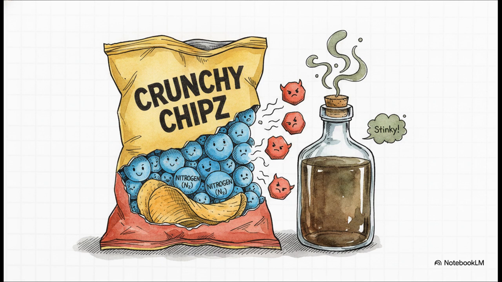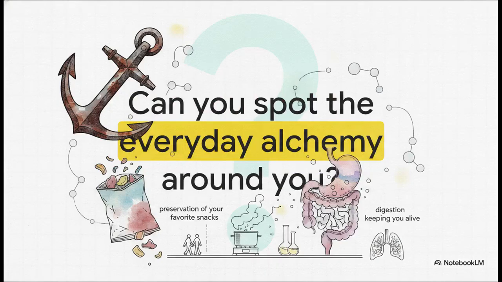We use refrigerators to slow the reaction down with cold temperatures, and we even add chemical antioxidants like BHA to our foods to fight the oxygen off before it does damage. We've explored how a really simple, elegant set of atomic rules governs absolutely everything, from the rusting of a massive iron ship to the preservation of your favorite snacks, all the way to the very digestion keeping you alive right now. It truly is an everyday alchemy.